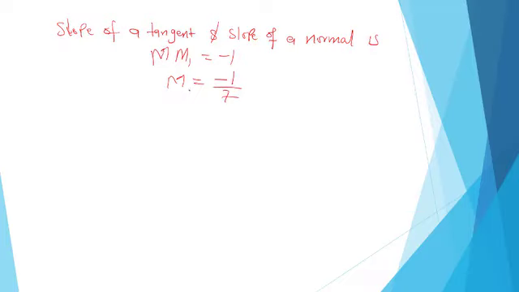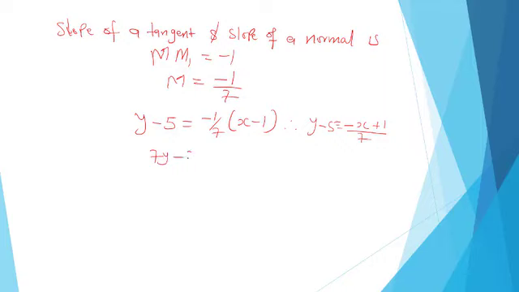So with our new slope, the equation of our normal will now be y minus 5, which is still equal to minus 1 over 7 in bracket x minus 1, which is the same thing as y minus 5 equals minus x plus 1 over 7. So multiplying the other side by 7, we have 7y minus 35 equals minus x plus 1.